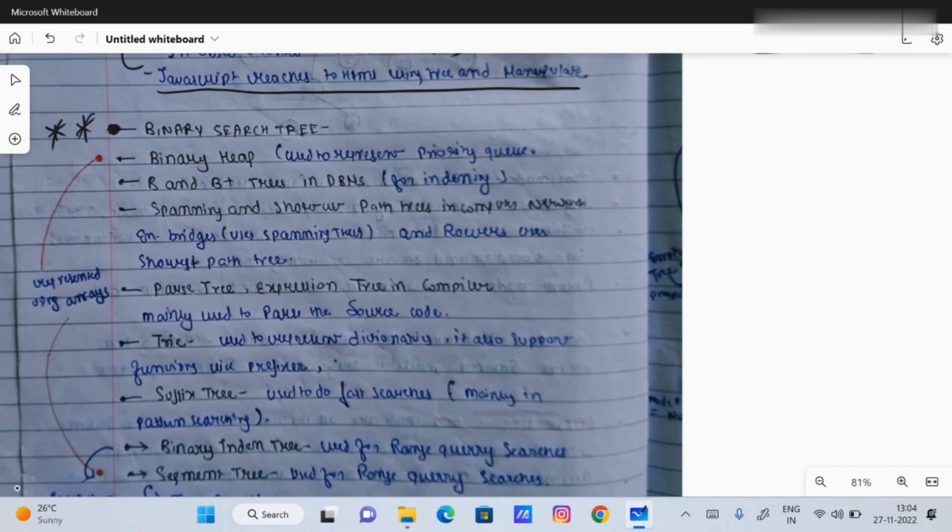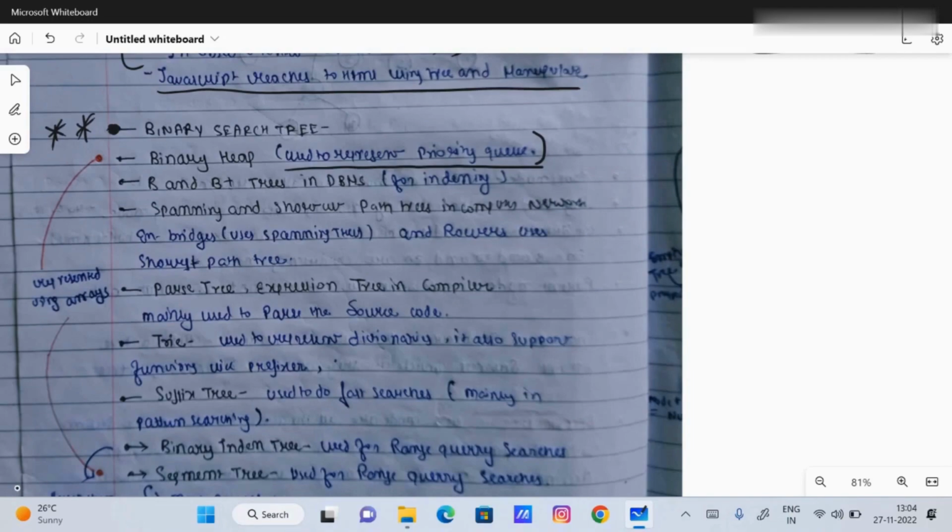Be sure about that. Every time it is asked why binary heap is required, why we are doing binary searching, what is the disadvantage of linear searching. Okay, these all are the questions that arise mainly in the vivas. So what's the use of binary heap? It is used to represent priority queue.